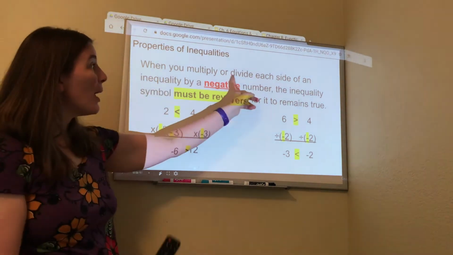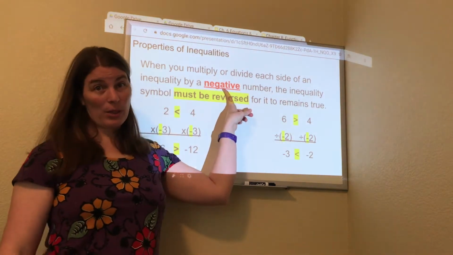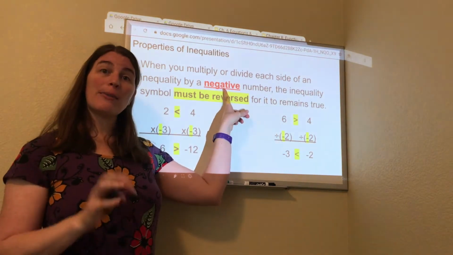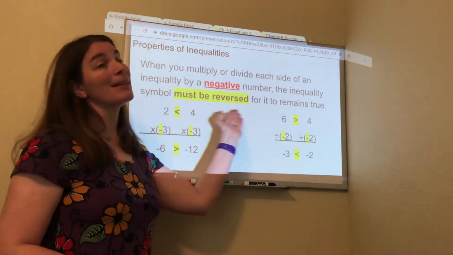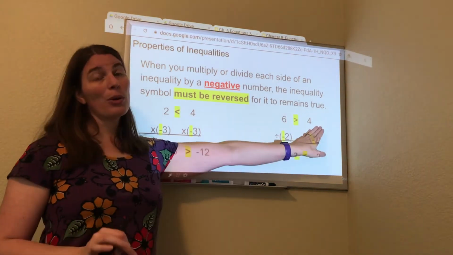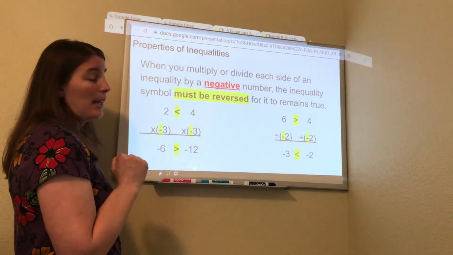When you multiply or divide each side of an inequality by a negative, the inequality symbol must be reversed in order for it to be true. So we have to change our signs around, okay?